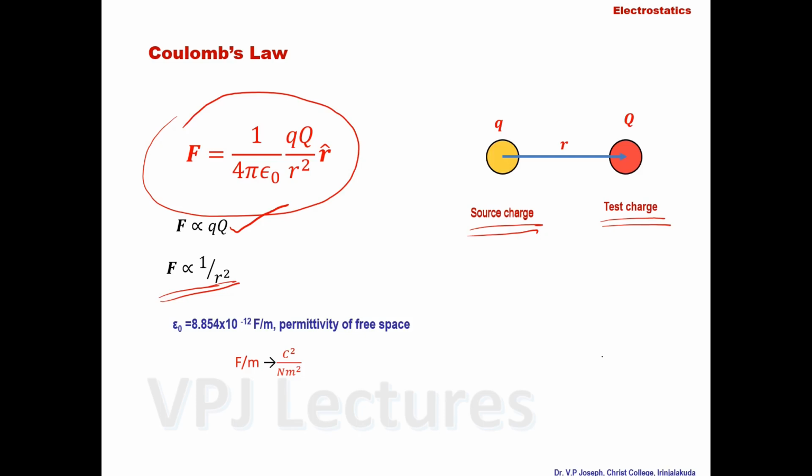The constant is in terms of the permittivity of the medium called epsilon 0. The value of epsilon 0 for free space is 8.854 into 10 raised to minus 12 farad per meter, or in terms of charge, this unit is represented as Coulomb square per Newton meter square. Now this permittivity is a fundamental electrical constant.